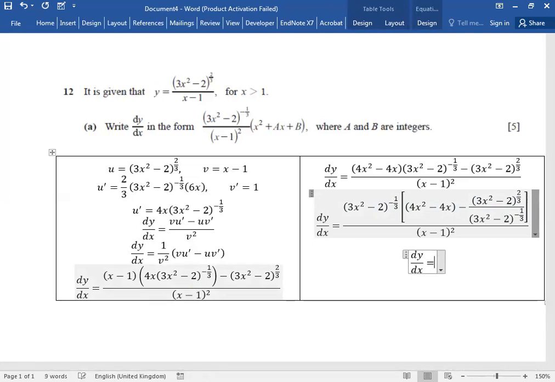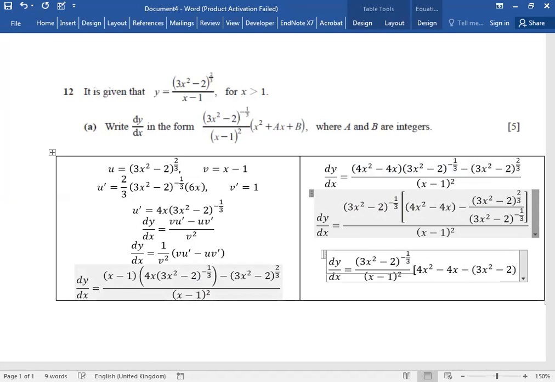Now moving on, I'll just write these two separately. 3x square minus 2 to the power negative 1 over 3, over x minus 1 squared. And now I'll deal with this bracket, 4x square minus 4x. What will this become? 3x square minus 2 will have a power of what? Power 1. Well done. So I'll just write those steps as well: 2 over 3 minus 1 over 3. That is what you did using simple indices.